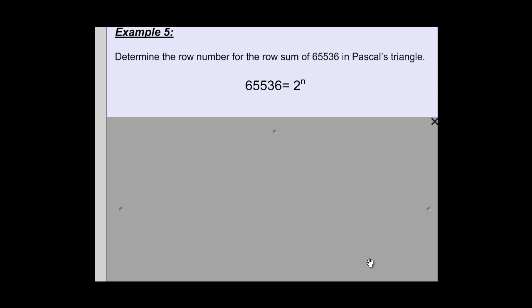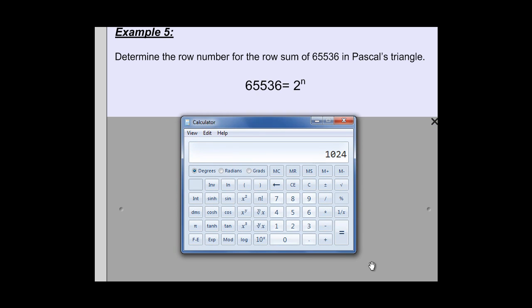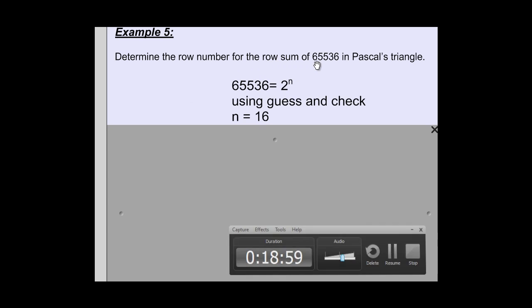N is the row. To solve this, you could use logarithms, but since many of you might not know those, you can do guess and check here. So grab your calculator. 2 to the what is equal to that. Okay, so let's try 2 to the 12. Not big enough. 2 to the 16. There you have it. So n equals 16 will solve this. And that's the 16th row of the Pascal triangle.